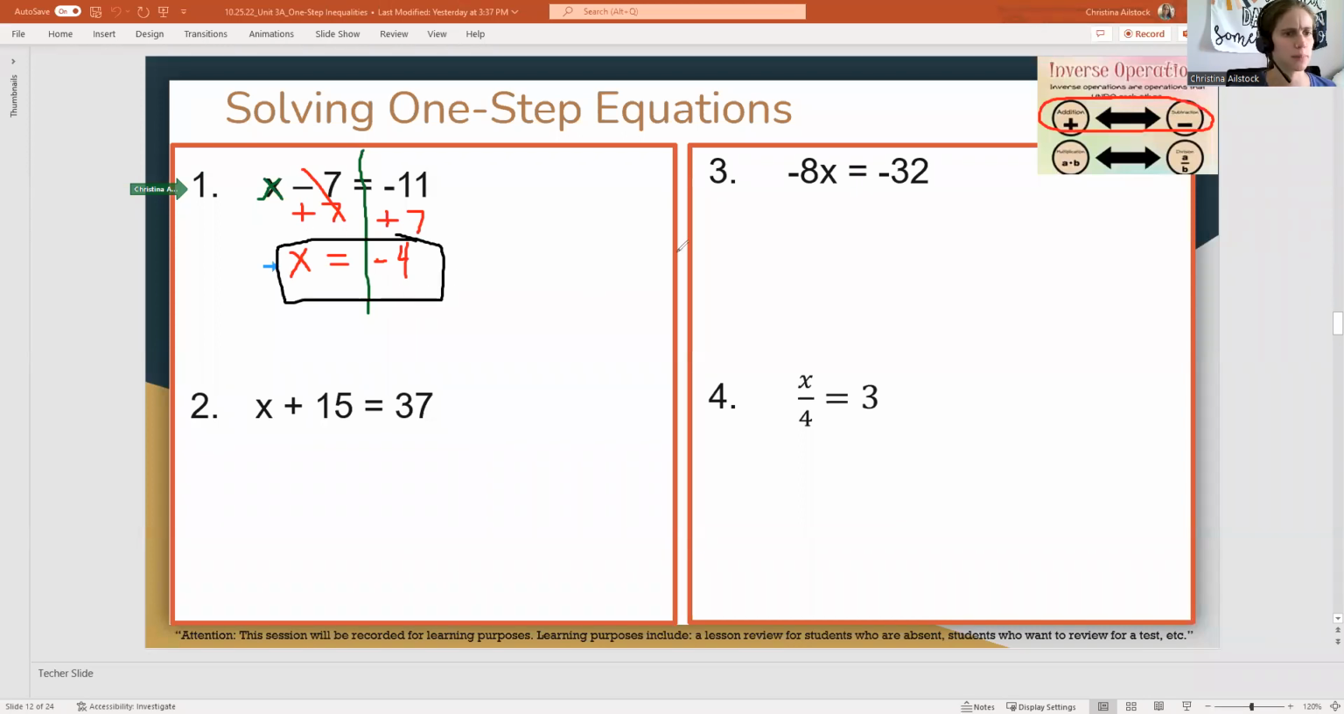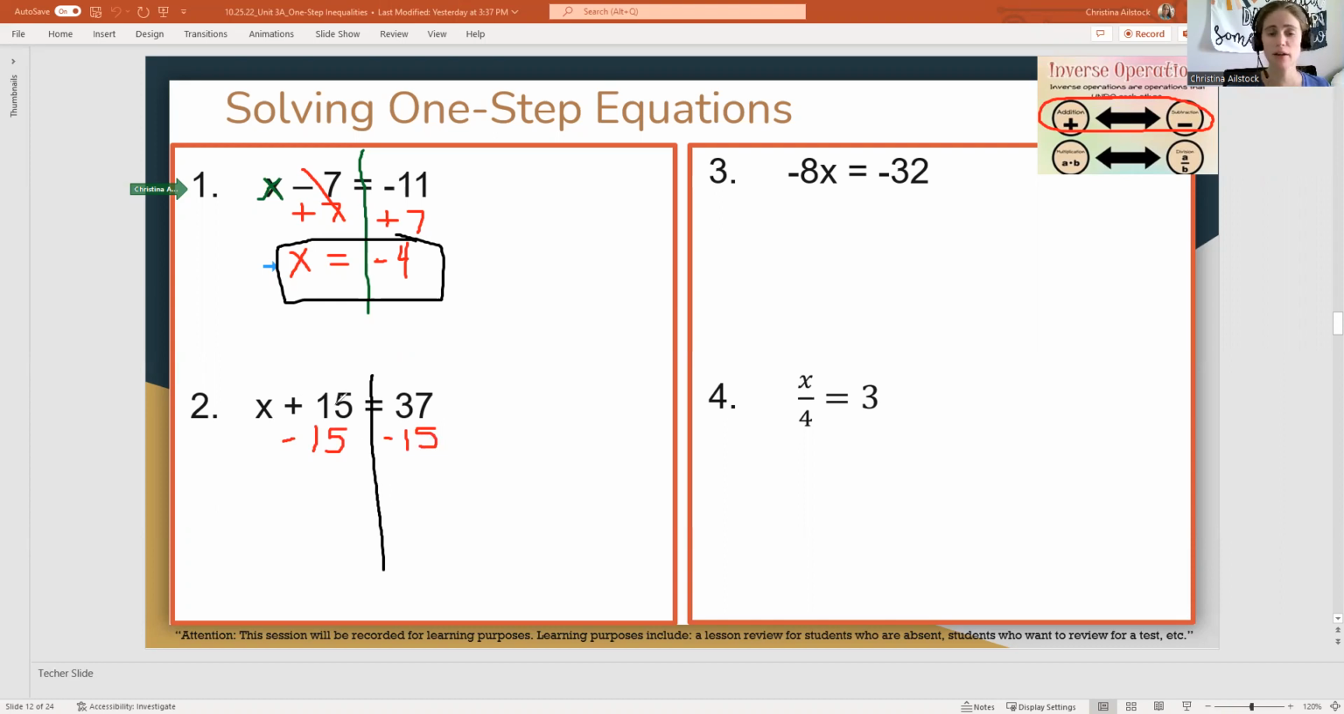Let's try example number 2. Once again, I'm going to start by drawing a line through my equal sign to help me in the future separate my two sides. We are solving for x. We want to get x by itself. So what's currently in the way? What's keeping x from being alone? That plus 15. What's the inverse of adding 15? Subtraction. So we're going to undo that addition. We are going to subtract that 15 to get rid of it and kick it on to the other side.